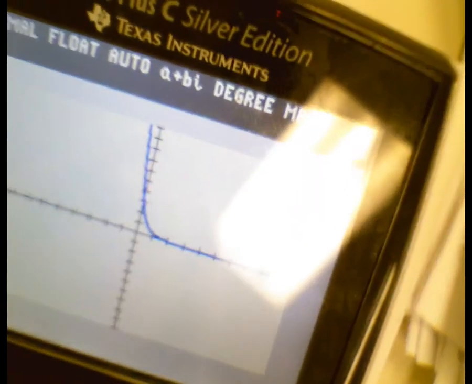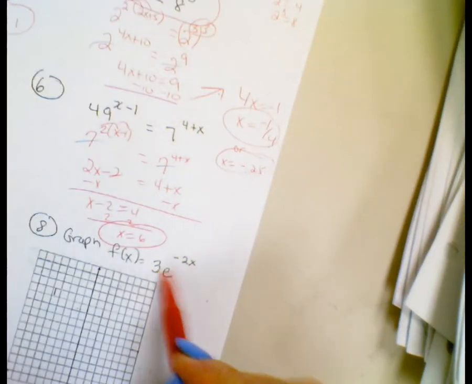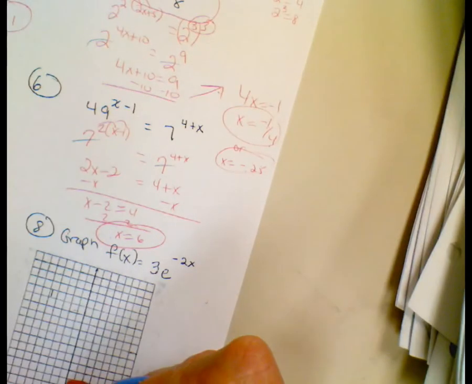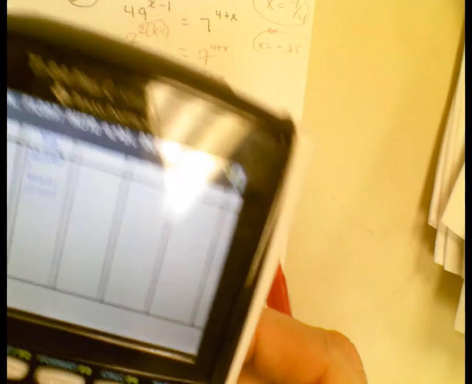Now usually 0, 1 is a point, but it looks like 0, 3 is a point. That's because you have a vertical stretch of 3. So that's why it's going to be 0, 3. So let's start there. 1, 2, 3. Without even looking at the t-table, you should know 0, 3 is a point because of the vertical stretch. But let's just look at our t-table. Find 0, 3. There it is.